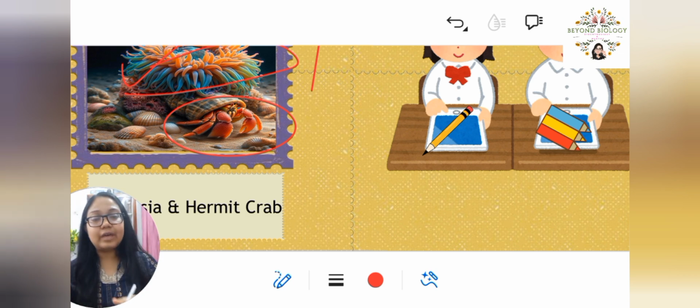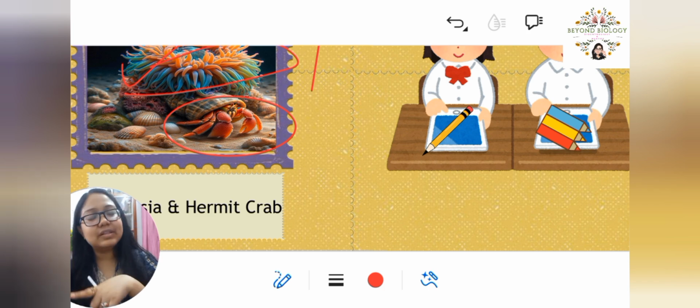And the hermit crab moves to different places and helps in collecting food, which in turn benefits the Adamsia.